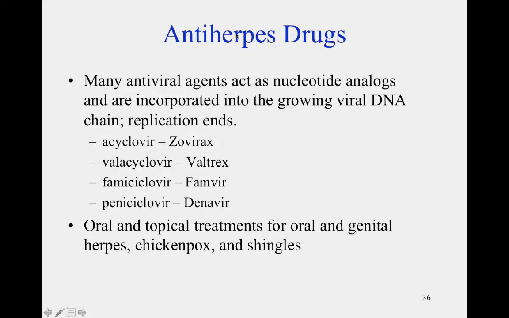And then anti-herpes drugs, they act as nucleotide analogs or substitutes that are incorporated into the growing viral DNA chain, so it halts replication. And also in the same mechanism, you can find in oral and topical treatments for oral and genital herpes, chickenpox, and shingles. So these are actually all caused by different herpes viruses.